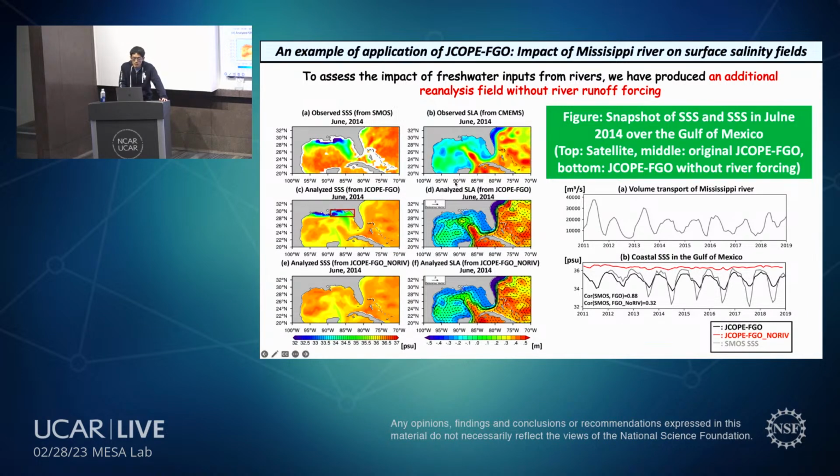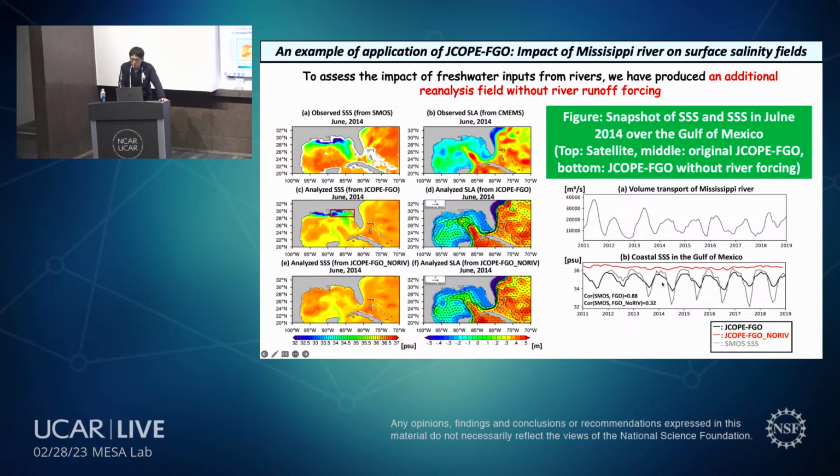As an example, here we show a snapshot of sea surface salinity and sea level anomaly. The top one is from satellite observation, the middle panel is from the original JCOPE-FGO that includes river forcing, and the lower panel shows those from the experiment without river forcing. And you can see that the tongue of low salinity water near the coast, which is related to outflow of fresh water from the Mississippi River, is largely absent in the simulation run without river forcing.